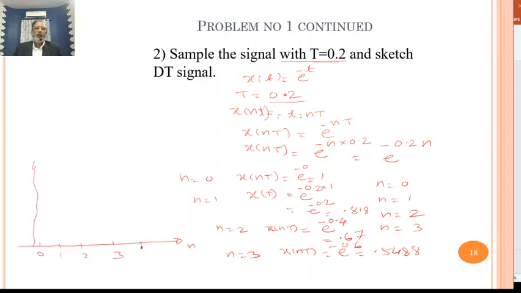We can also find out the amplitude for 4, 5. For simplicity, we have considered only n equal to 0 to 3. This is x of n. For 0, the amplitude is 1. For 1, the amplitude is 0.818.